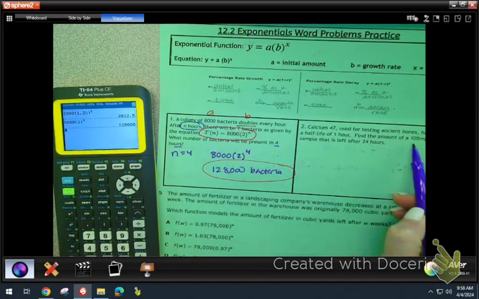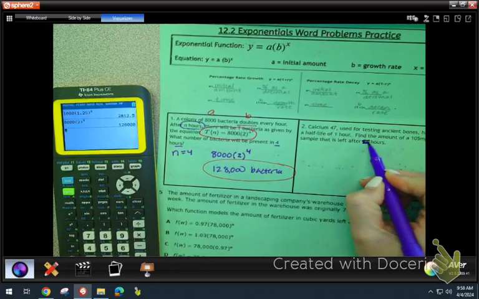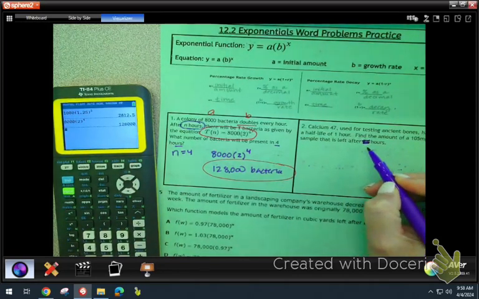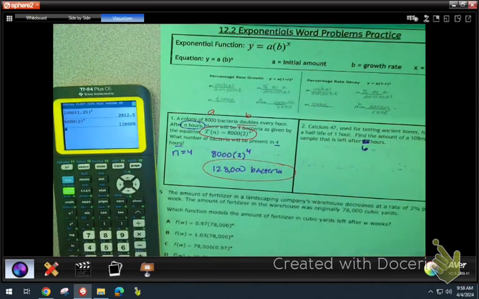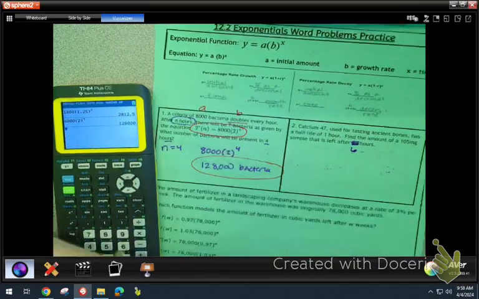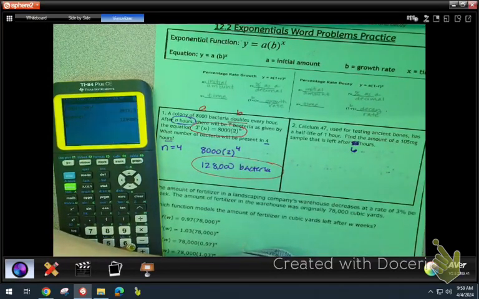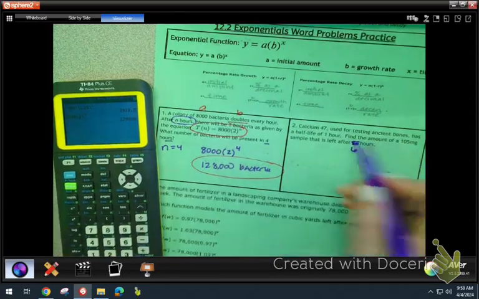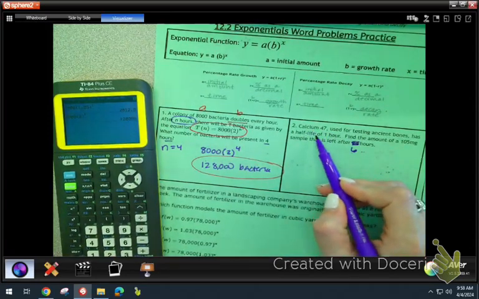Find the amount of a 100 milligram sample that's left after 6 hours. Okay. So then it asks, what's a half-life? That is when you talk about elements or something like this. It's kind of a chemistry thing.